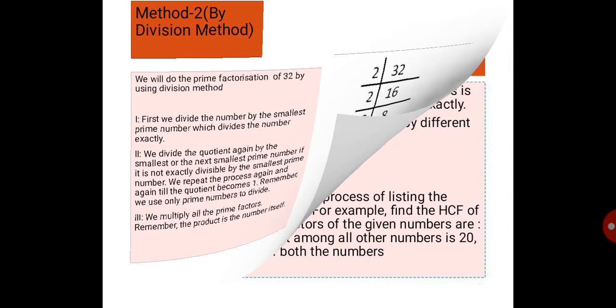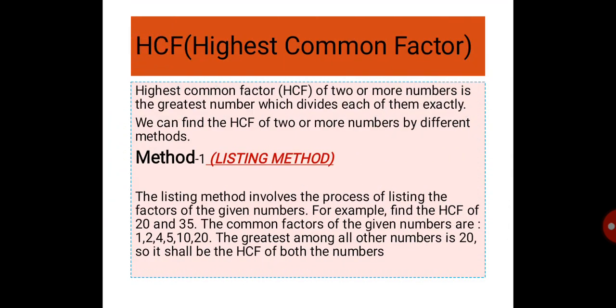Okay. Now we all studied about HCF in our previous class. So here we have given three methods to find the HCF. So, students, do you know the full form of HCF? Yes, you all know that HCF equals highest common factor. Highest means the largest common factor, means the factors which are common in all the numbers.